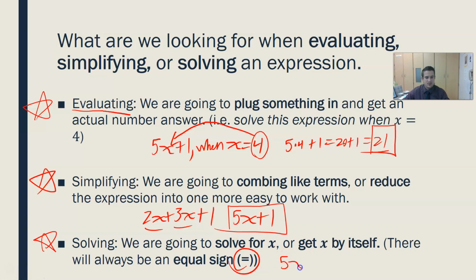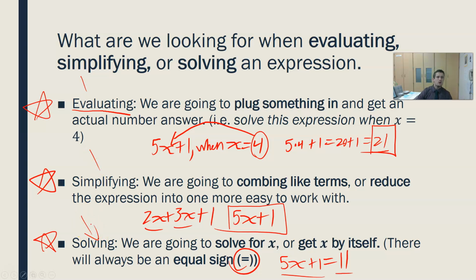So the example that I just used, 5x plus 1, if I had that set equal to 11, this little equal sign down here, that means I would be able to solve that expression because I have an equal sign, some stuff on this side, some stuff on this side. I could manipulate that a little bit, get x by itself. So that's the difference between evaluating, simplifying, and solving expressions.